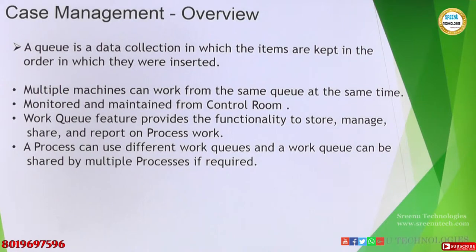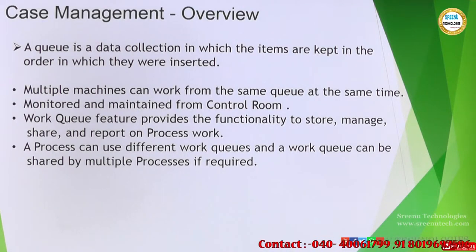Think that there are 10 records, each has to be processed, and each one takes some 4 or 5 hours. If you go record by record, it will take a very long time. So we deploy multiple robots. Record one can be given to robot one, record two to robot two. So we can distribute among multiple machines and process the required input data. That is the use of a queue actually.